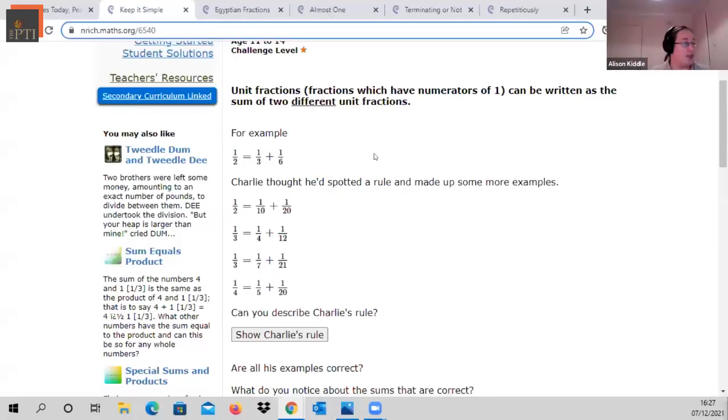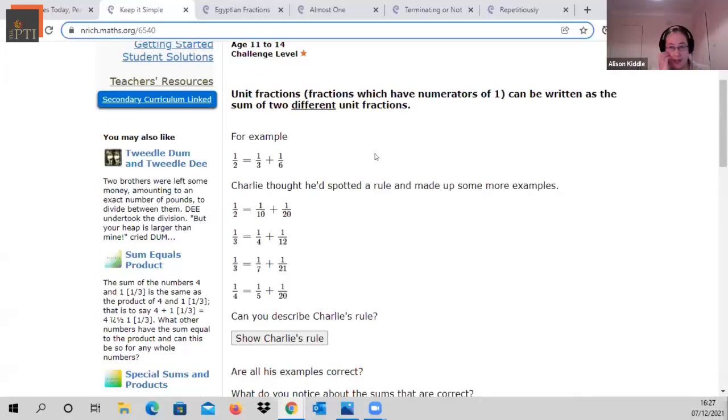Now, Charlie thought he'd spotted a rule for this, and he made up some more examples, but not all of Charlie's examples work. So what I'd like you to do is take a quick look at the 4 examples here that Charlie came up with, and just check which ones work and which ones don't. So I'm just going to give you a minute to check those for yourself. So we've got a half is a 10th plus a 20th, a third is a quarter plus a 12th, a third is a 7th plus a 21st, and a quarter is a 5th plus a 20th.